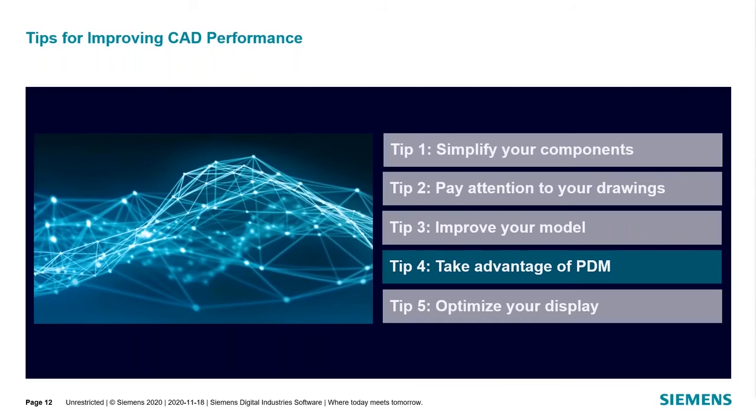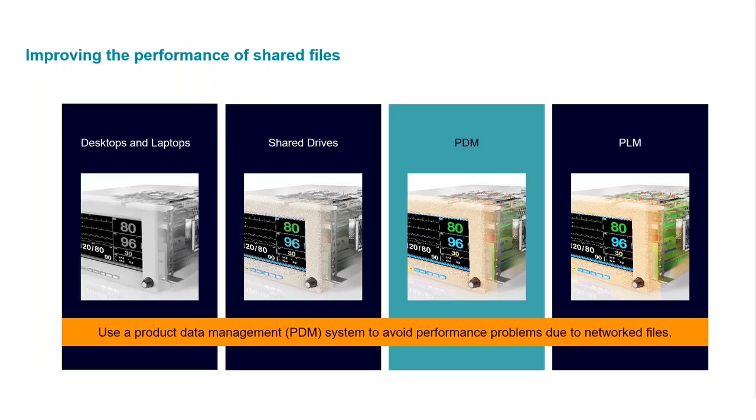Now, another good solution is using PDM. So another common source of performance problem comes from referencing files stored across a distributed network. And that couldn't be more true here than it is now working from home. Everyone trying to access files either at the office, across the network can be extremely difficult. So some of the best ways to avoid those performance problems due to a networked file is to use a product data management system or PDM system.